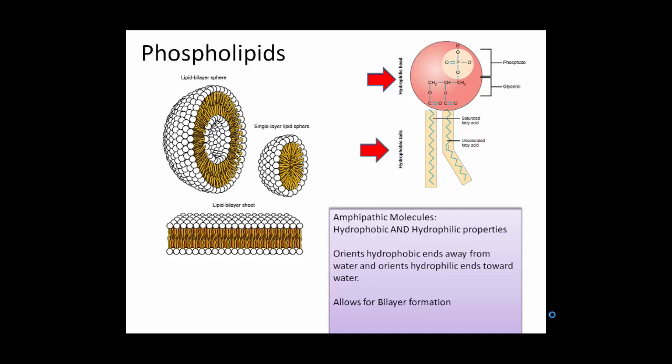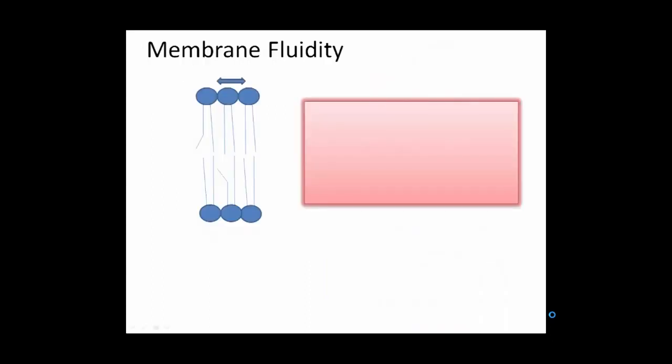Your fatty acid tails can be both unsaturated or saturated. Remember, that means if there is a double bond in the carbon backbone, then it's unsaturated because you do not have the maximum number of hydrogens. And you are bent because it's a cis formation. So what does this have to do with membrane structure? Well, the fatty acid tails play an important role in membrane fluidity.